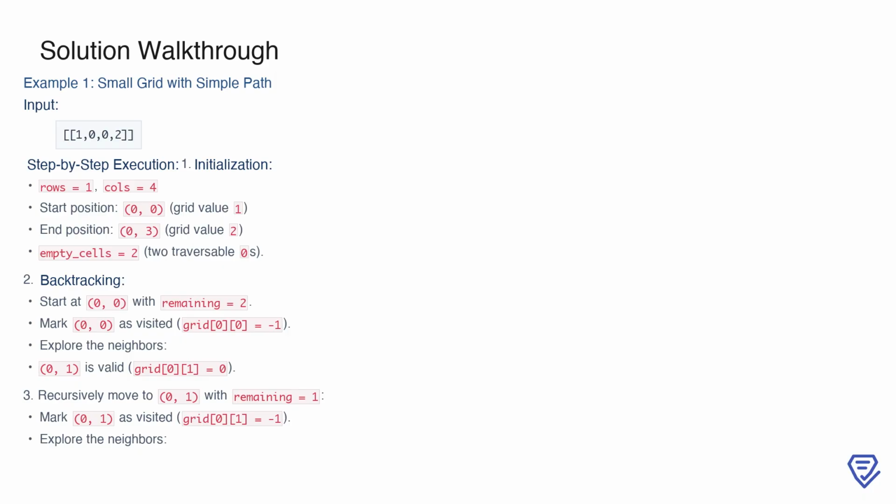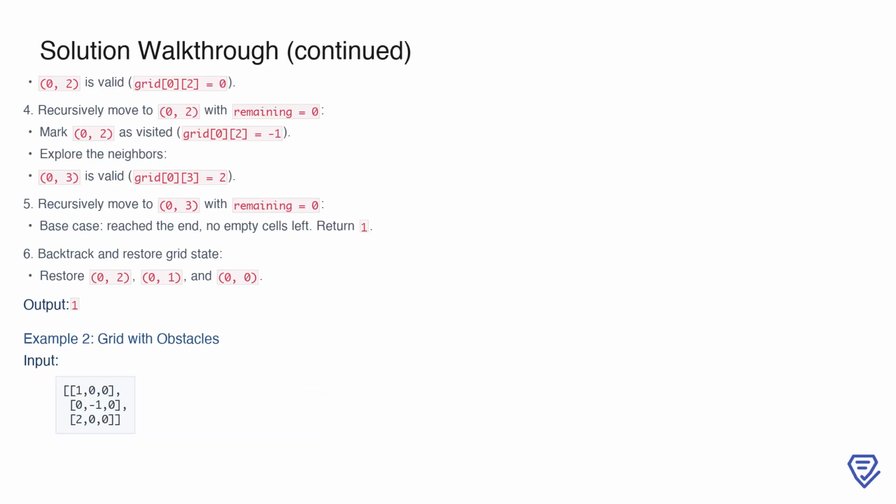Starting at 0, 0, we mark it as visited by setting the grid value to -1. From here, we explore the neighbors. The only valid neighbor is 0, 1, since it contains a 0. We then move to 0, 1, and continue the process with remaining now reduced to 1. At 0, 1, we again mark it as visited by setting its value to -1 and explore its neighbors. The next valid neighbor is 0, 2, which contains a 0. We move to 0, 2, with remaining now becoming 0.